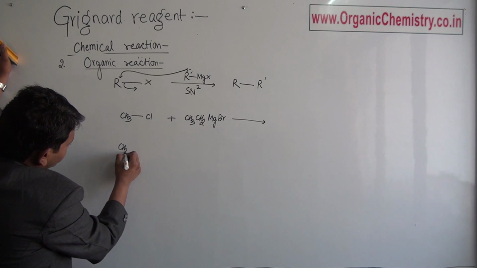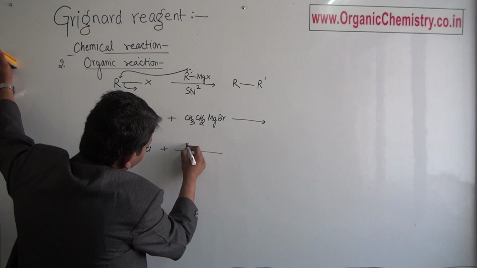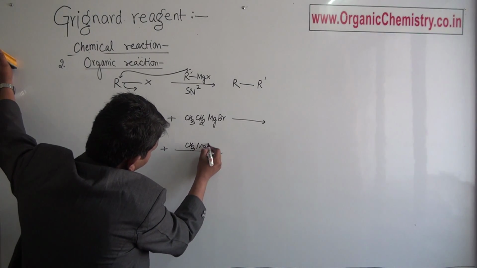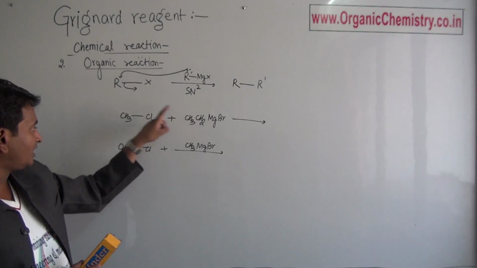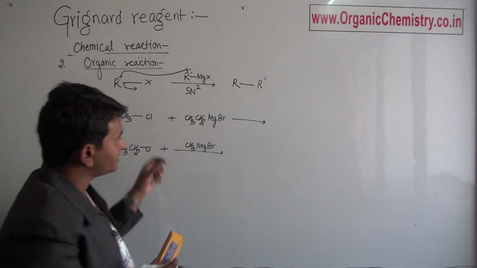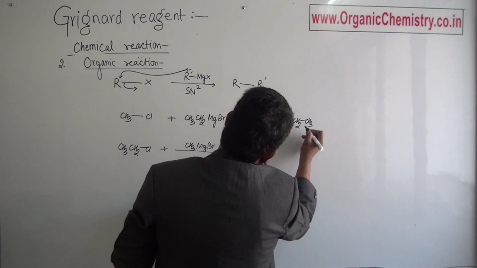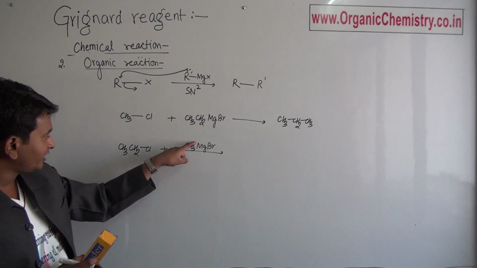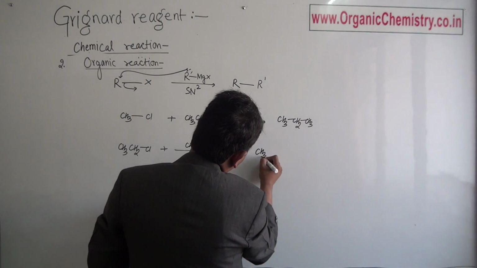Maybe CH3CH2Cl and CH3MgBr. Nucleophile attacks over this carbon, releases this Cl, and gives propane as a product. Here again, nucleophile attacks over this carbon, releases halogen to give propane again as a product.